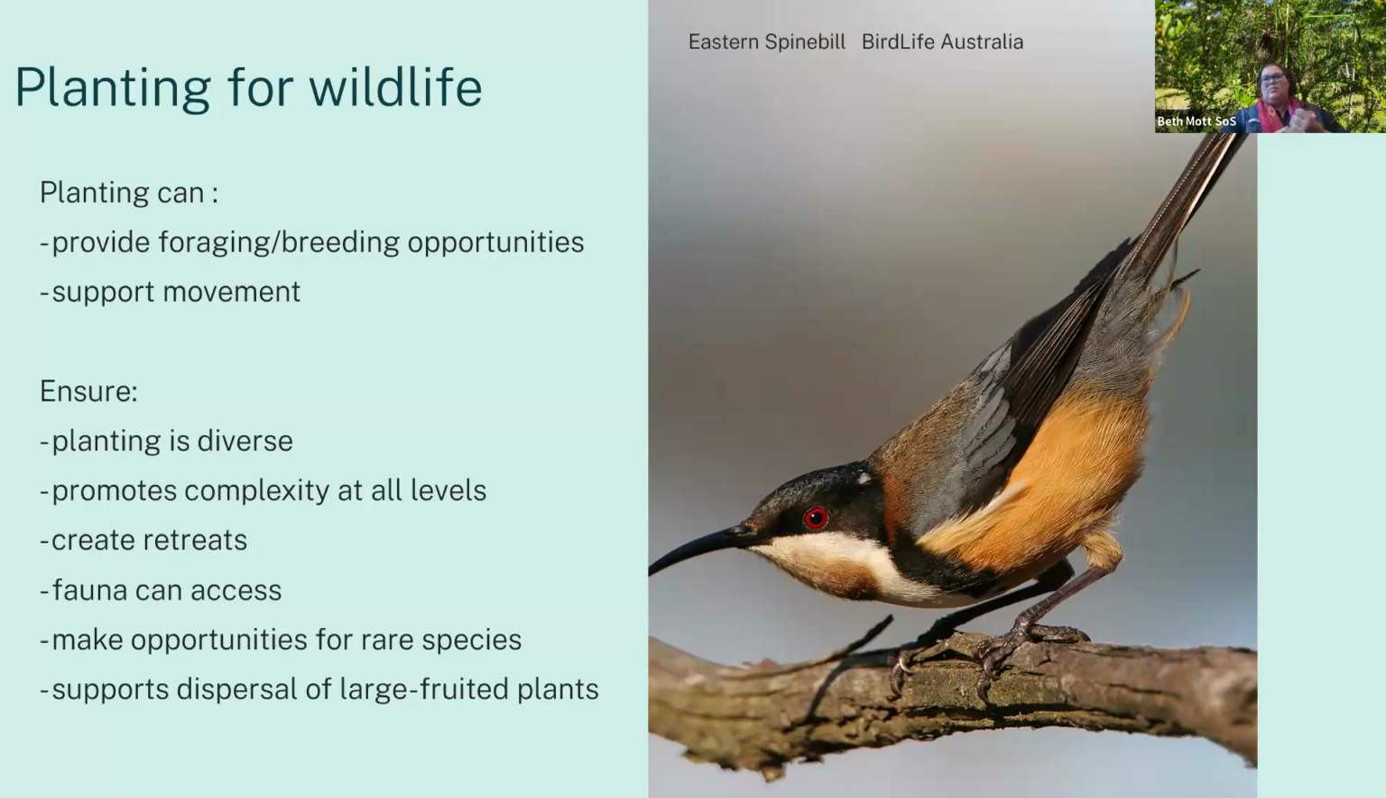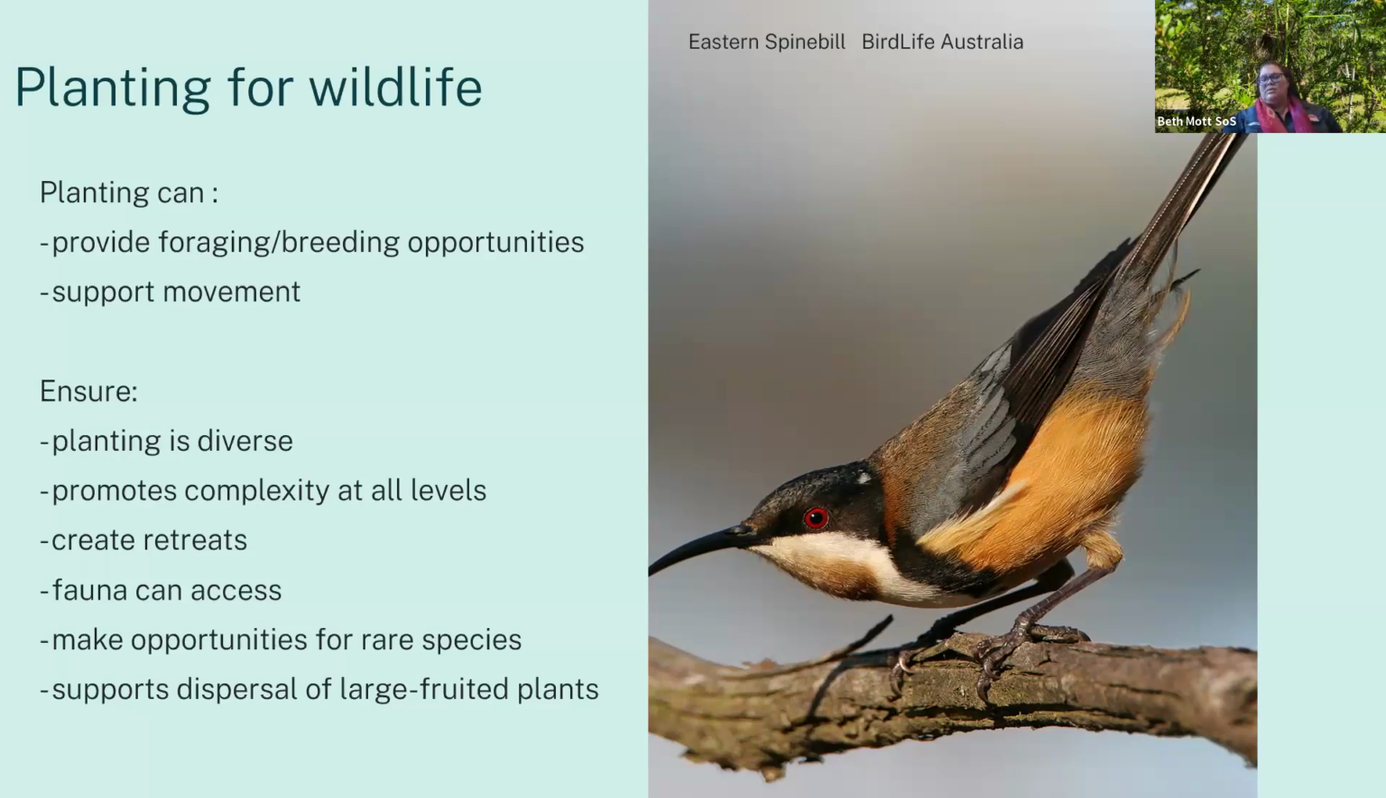We need to make sure that it's really diverse with as many species and as many different layers of plants that we can put in there, so we get complexity at all levels. Once we do that, we'll start to create those retreat sites that allow fauna to start moving in. And we really want to think about how we plant in the landscape. Sometimes it's not about one tree every 2 meters or whatever it is, but think about cluster planting spiky species that will provide those retreat sites for our little birds to get in and start using our patches.